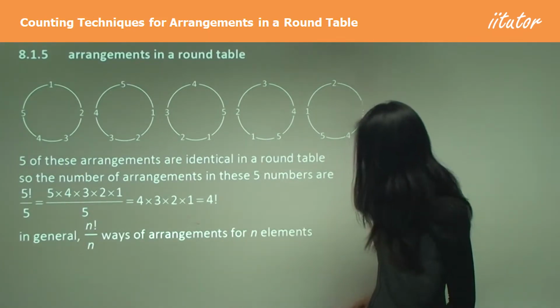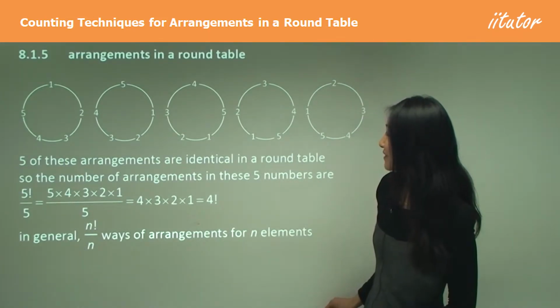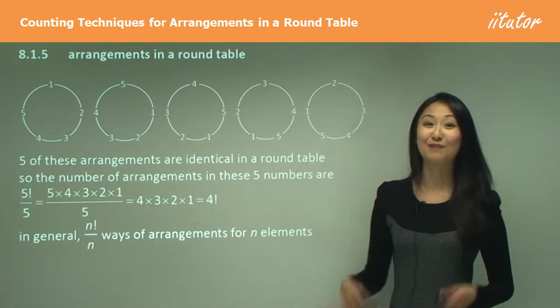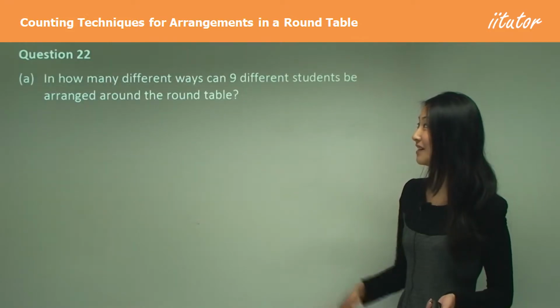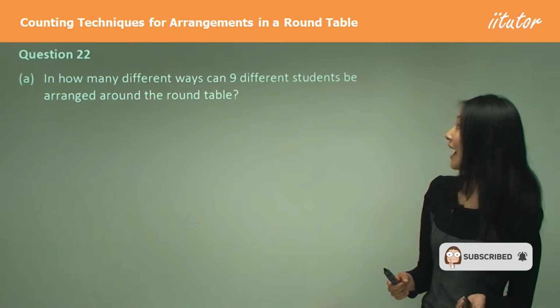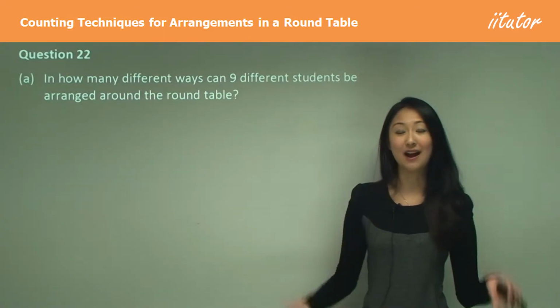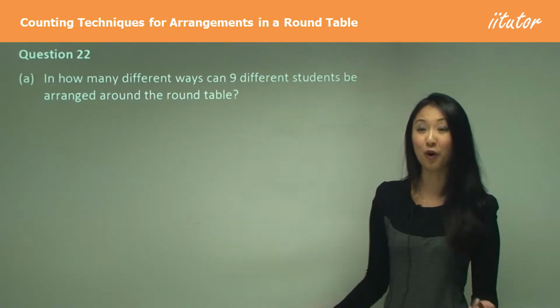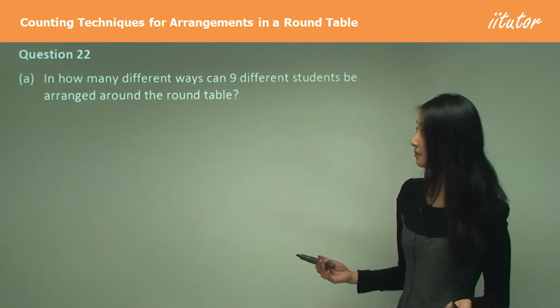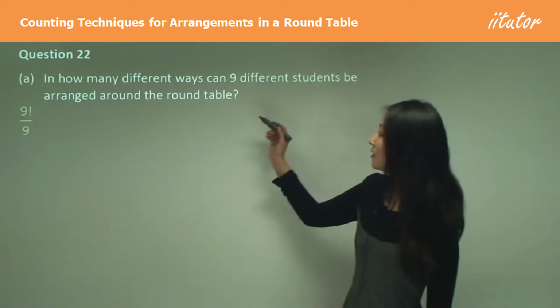All right, now as always with our factorial questions and permutations and combinations, the best way to learn them is by doing questions. So let's have a look at question 22 here. We have 9 different students arranged around a round table. And how many different ways can they be arranged around a table? So consider there'll be 9 students.